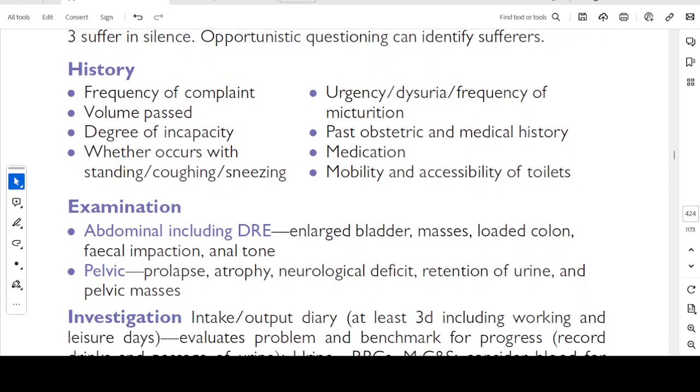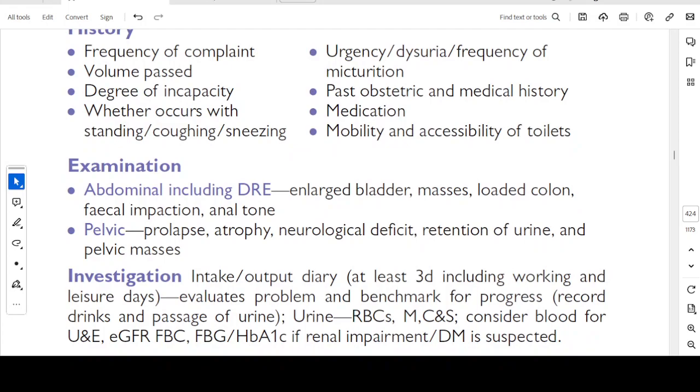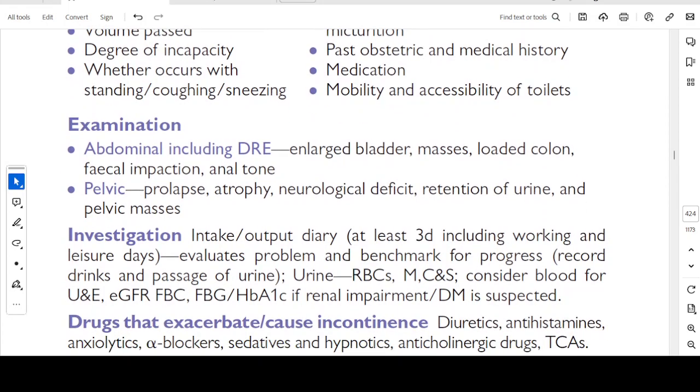History: frequency of complaint, volume passed, degree of incapacity, whether it occurs with standing, coughing or sneezing, urgency or dysuria or frequency of micturition, past obstetric and medical history, medication, mobility and accessibility of toilets.